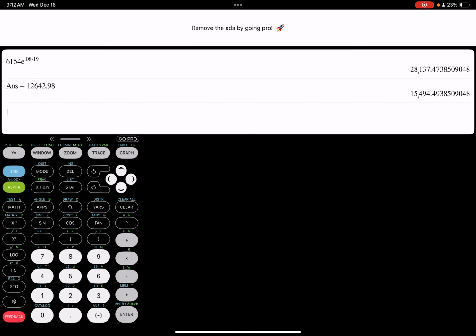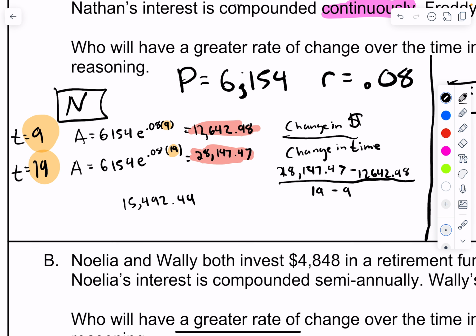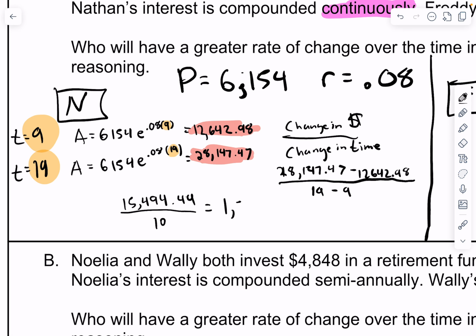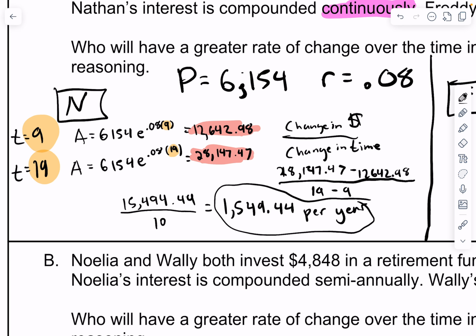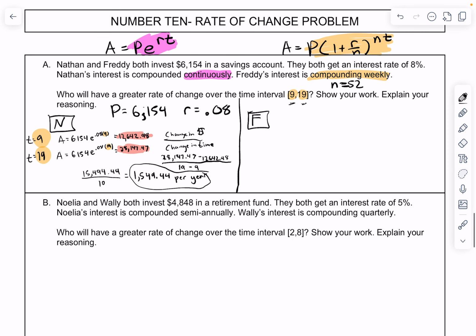I messed that up. 494 and 49. Okay. All over 19 minus 9, which is 10. You divide that, you're going to get $1,549.44 per year. You got to think about it. You just divided by those 10 years, okay? Okay, and basically you do the same thing for this one, okay, over here. And then we're good to go.